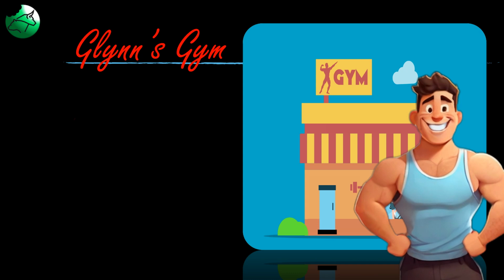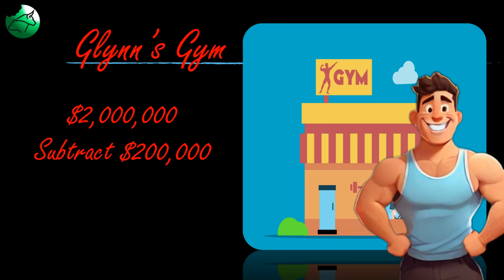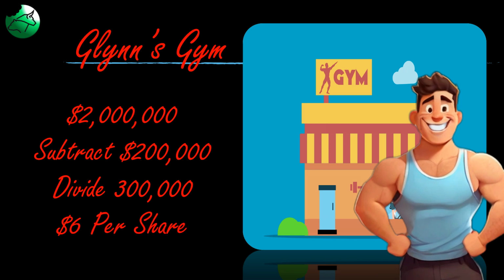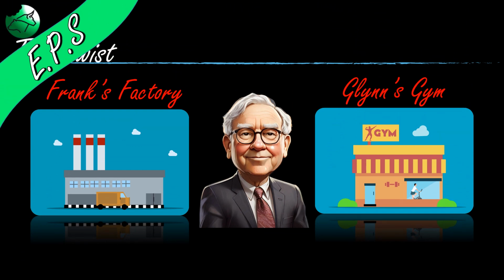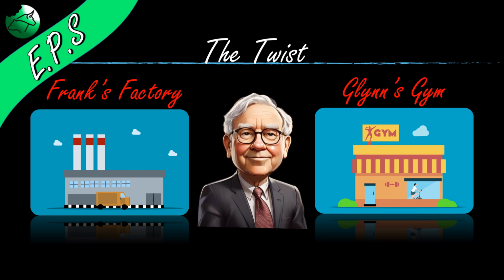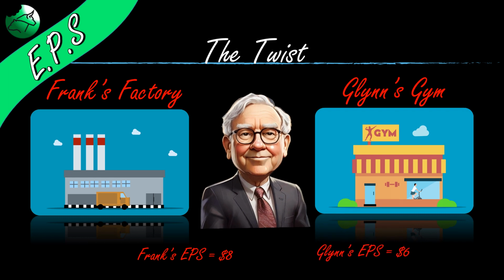Again, we enter $2 million net profit and we subtract the $200,000 dividends and divide it by the 300,000 shares outstanding, which gives us $6. This means that each share of the company's stock represents $6 in earnings. Aaron, like good strangers do, summarized his point. Well, despite Frank's factory having a lower net profit compared to Glyn's gym, its EPS is higher at $8, while Glyn's gym has an EPS of $6. This suggests that on a per share basis, Frank's factory is the more profitable.